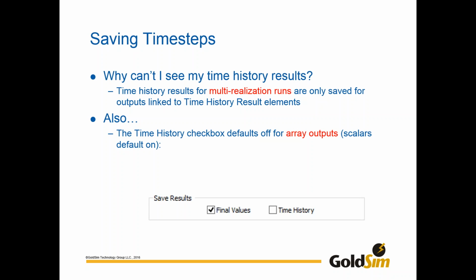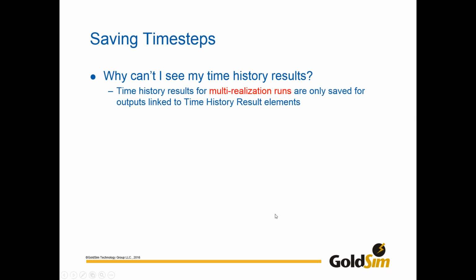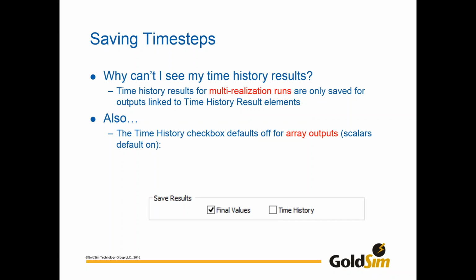So by default, if it's an array, we actually just leave that box checked off. You can go and check it and say, yeah, I want to save it all, but by default, we're going to check it off. So these are reasons why sometimes you might say, why don't I see time history results?